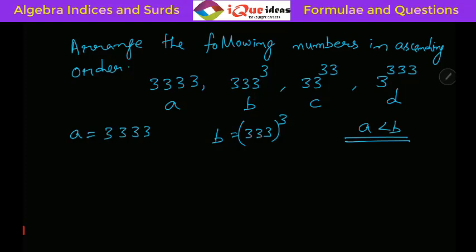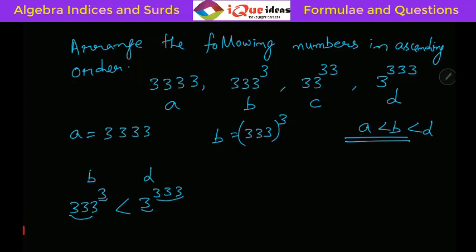Also, we can compare B and D directly. How? B is 333 to the power 3. D is 3 to the power 333. So, on the basis of the rule that we did just now, for the same pair of numbers, here 333 and 3, the number which has a smaller base and higher power will always be greater. So clearly D is greater than B. So we have placed three numbers A, B and D.